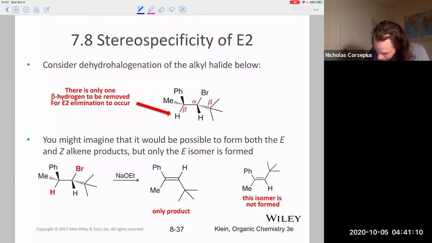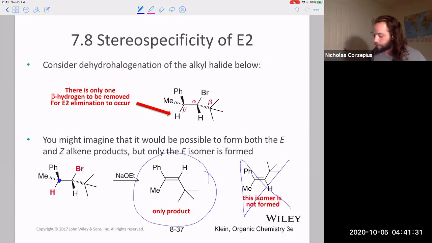Notice here that if I'm going to pick my beta carbons, that's this carbon here and this carbon here. Only one of those has a hydrogen, right? So this tert-butyl group isn't going to be in consideration at all. So it turns out that if you react this particular species, you only get this product here, and none of this is formed.